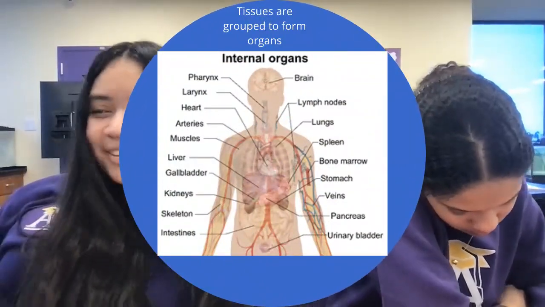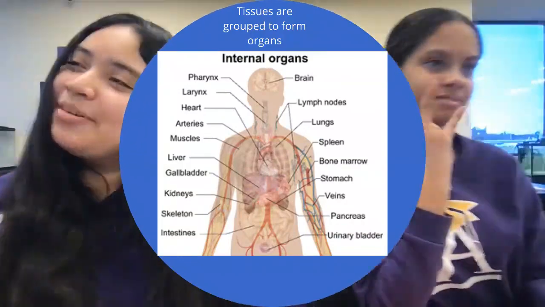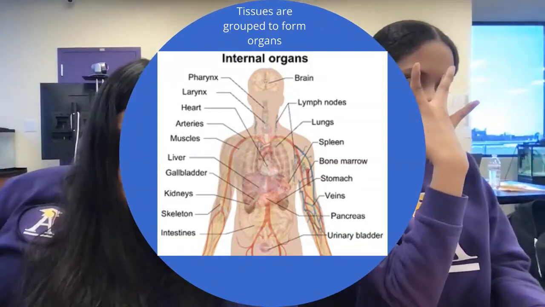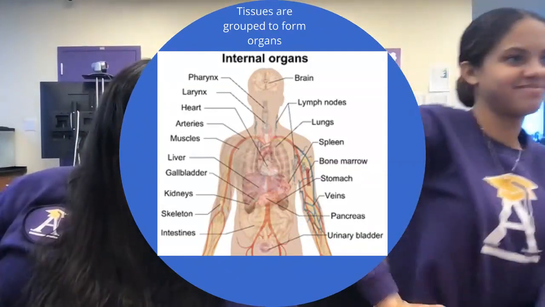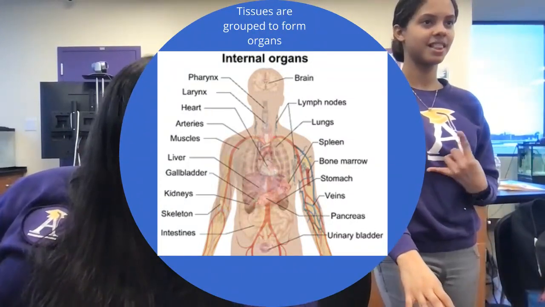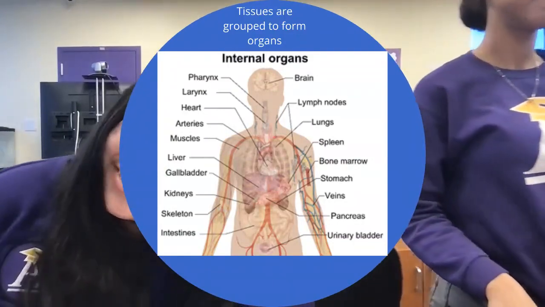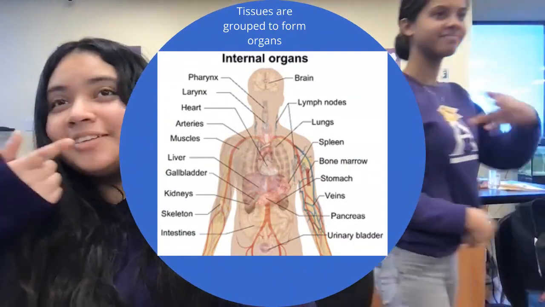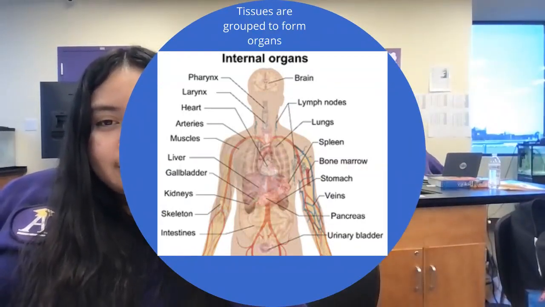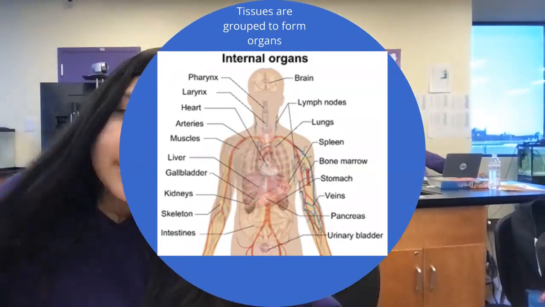Oh, sí, Joseline. Tú puedes. Jocelyn can do it. Oh, yes. Tissues are grouped into organs. Good. Please, 1 minute. Sí tú puedes, you have la última slide. Look, these organs, is it outside or inside? It's inside. Yes, excellent. Good girl.